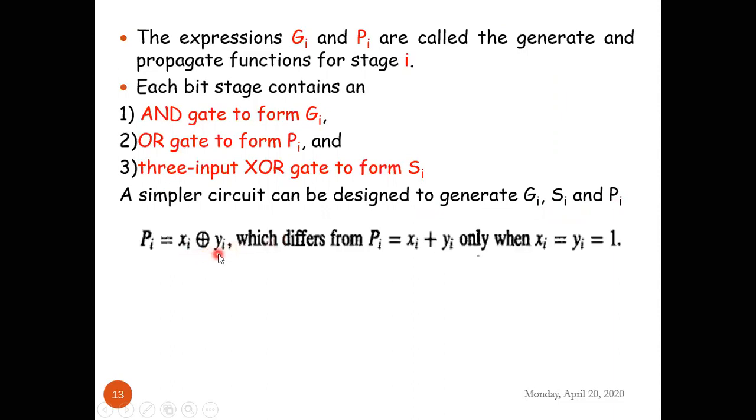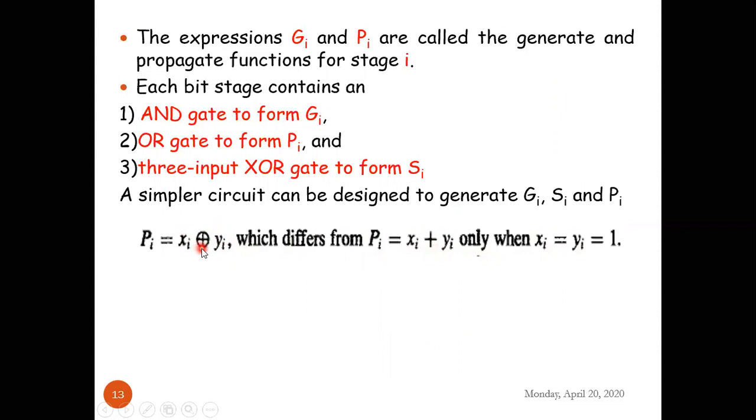Pi equal to Xi XOR Yi differs from Pi equal to Xi plus Yi only when Xi equal to Yi equal to 1. What is the meaning of this? When you write a truth table for an OR gate, which is Xi plus Yi, and a truth table for an XOR gate, only for the combination when both Xi and Yi are 1, these two will change. Just look at it. When you give Xi and Yi as 0, 0, the OR gate output will be 0, the XOR gate output will be 0.